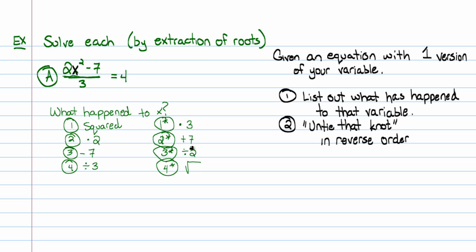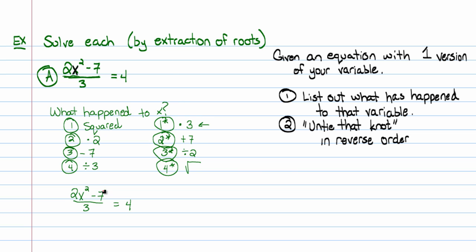So I have a road map here. This is what I'm going to do to both sides of the equation. Let's go ahead and start. So they had 2x squared minus 7, all being divided by 3, is equal to 4. From my road map, I already tell myself I'm going to need to multiply both sides by 3.